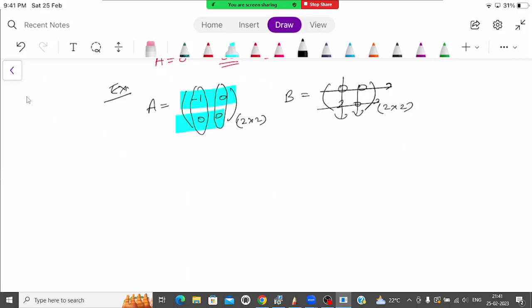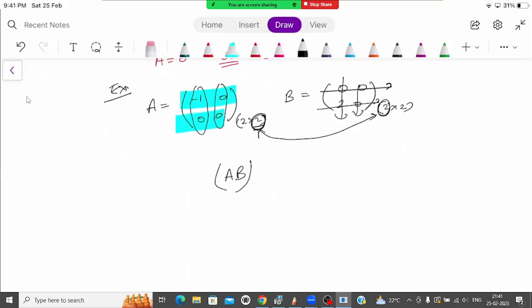So if you want to multiply AB, what should it follow? The number of columns of matrix A should be equal to the number of rows of matrix B. These two should be equal. So it is equal, so we can multiply AB.